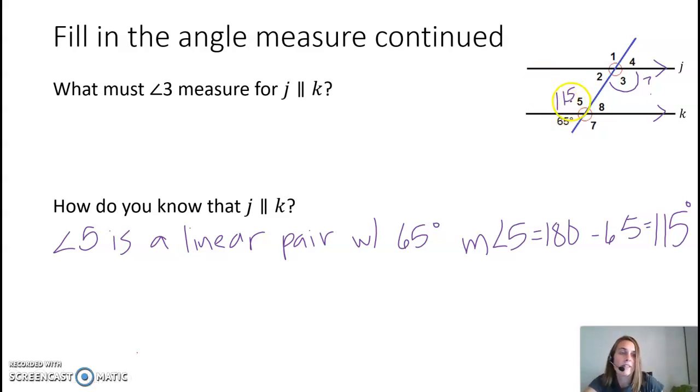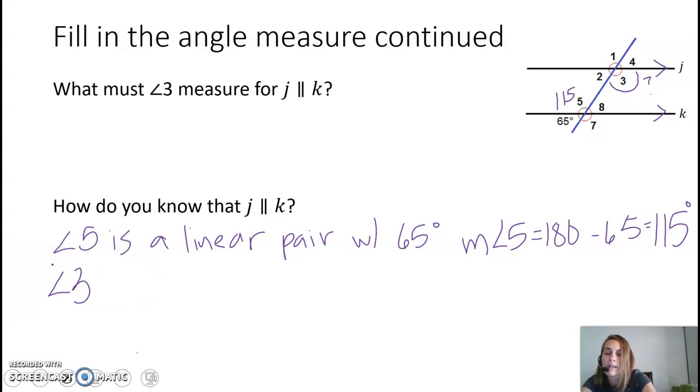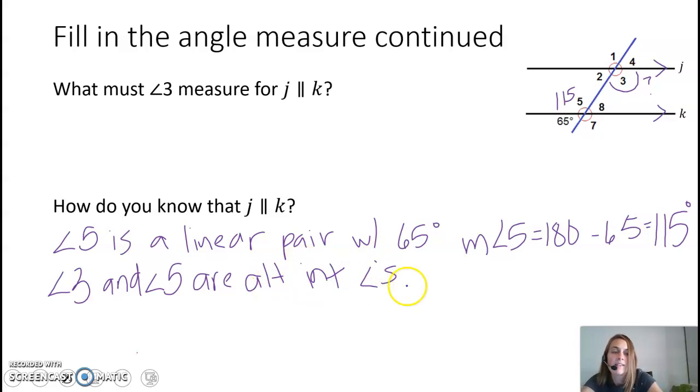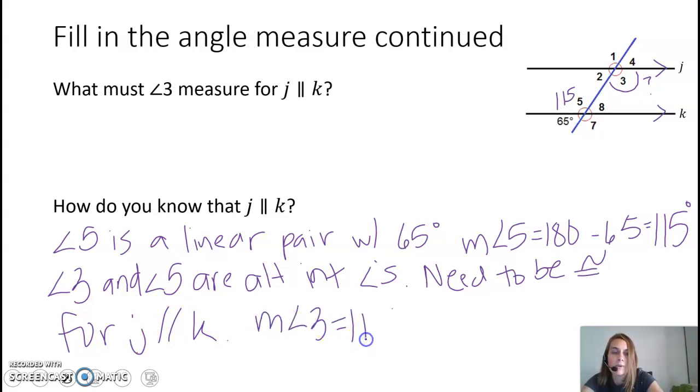So now we have angle 5. And angle 5 and angle 3, those are both in between the two lines, J and K, that we want to make parallel, and they're alternate interior. So angle 3 and angle 5 are alternate interior angles. They need to be congruent for line J to be parallel with line K. So that tells us that the measure of angle 3 needs to be equal to 115 degrees, just like the measure of angle 5 we found to be 115 degrees.